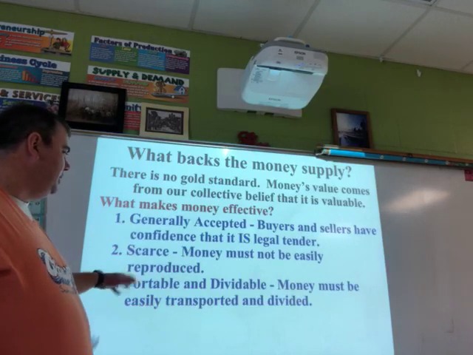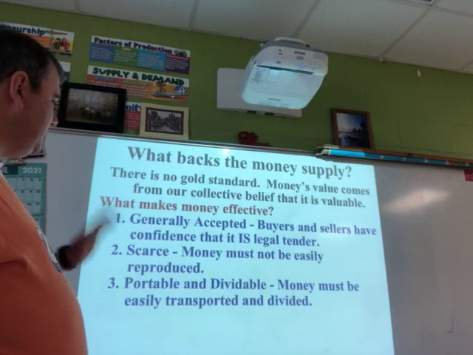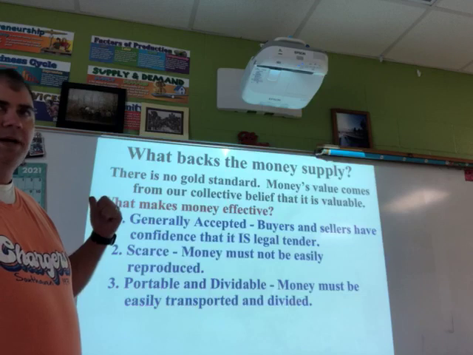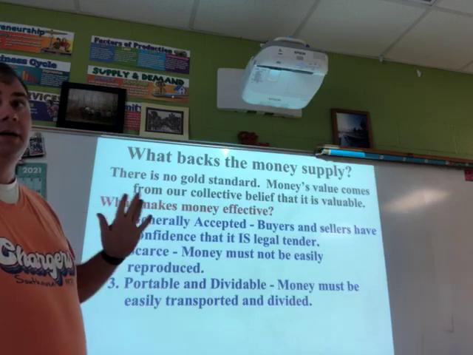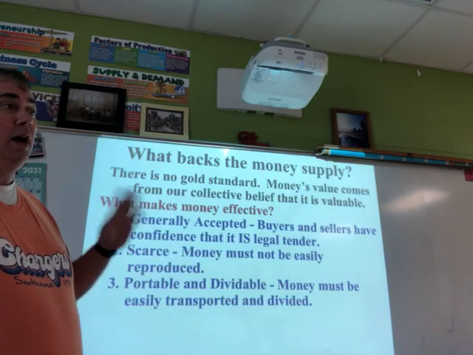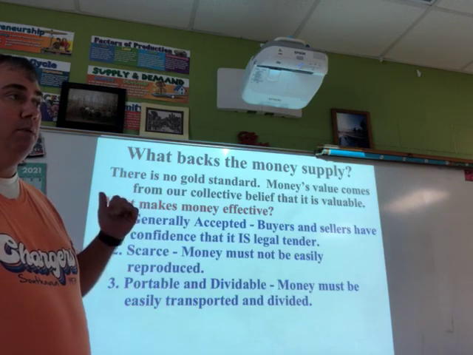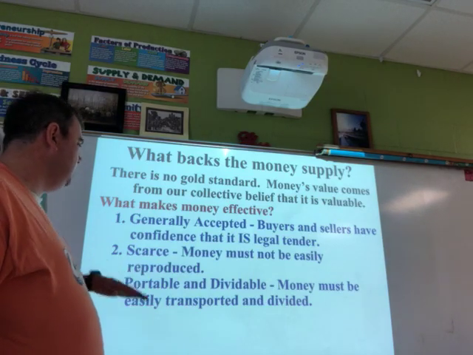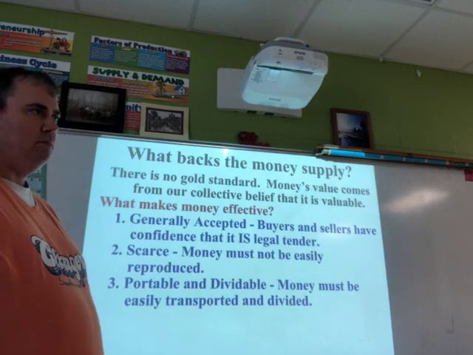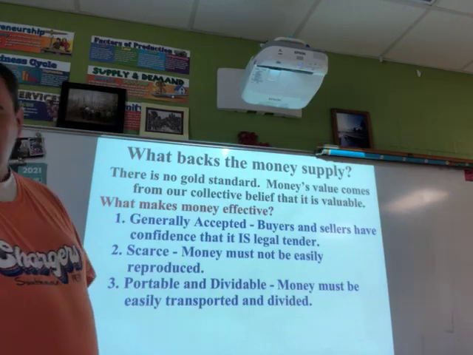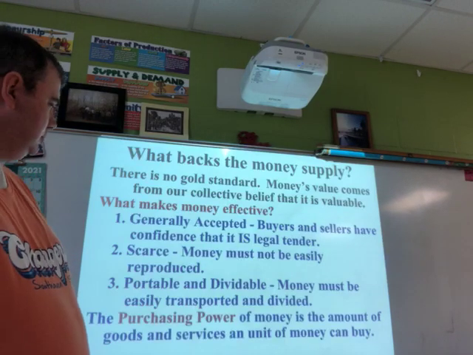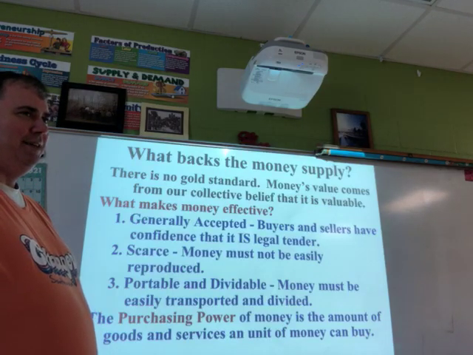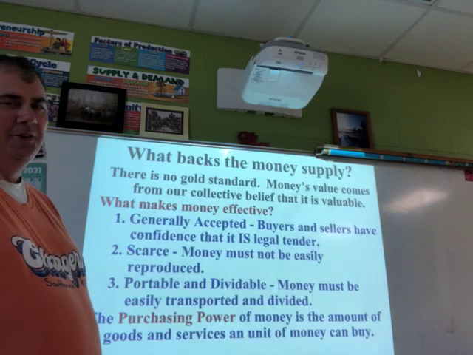Third thing, it's got to be portable and divisible. Money's got to be easily transported and divided. That's why that big rock thing is not good money. It might be very stable money, but if you need a wagon and four oxen to haul it to the market, that's a problem. Also, why can't eggs be money? They spoil. But also, are they divisible? You can't divide an egg. Well, if you cook it, yeah.